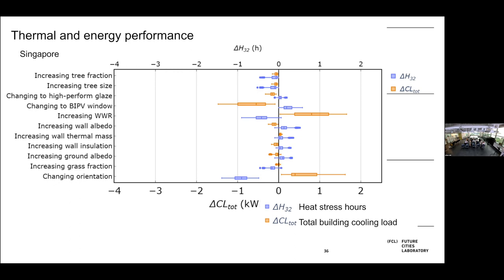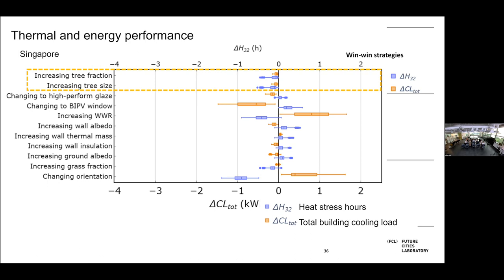Here we show the two prioritized indicators. One is the heat stress hour, the blue bar, and the second is the total building cooling load, the yellow bar. In Singapore, and actually this result is not only for Singapore, other cities also have such a feature, when we increase the tree fraction and increase the tree size, we always get a reduction of both indicators. The thermal stress hour and building cooling load both decrease, so we count them as win-win strategies.